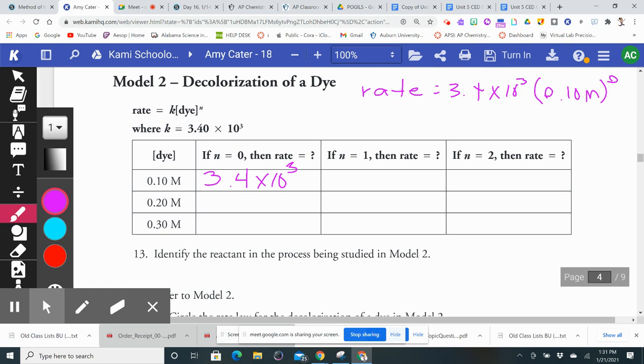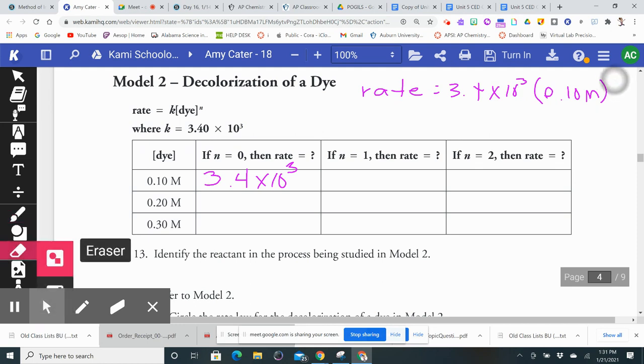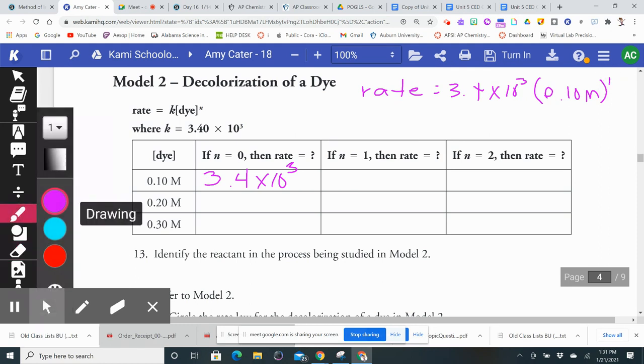Okay. So what if n is 1? How am I going to figure that one out? N is 1. Times 10 to the second?